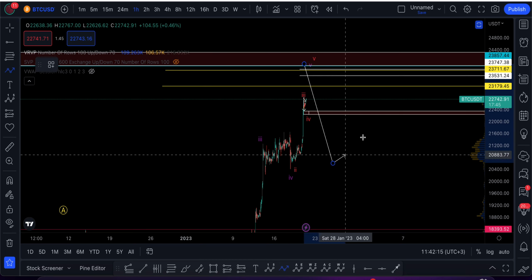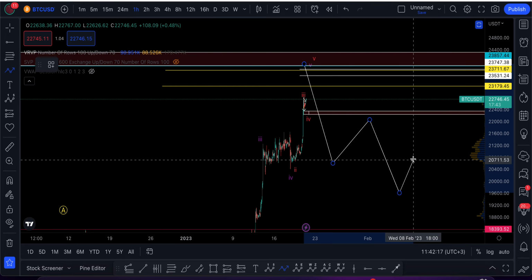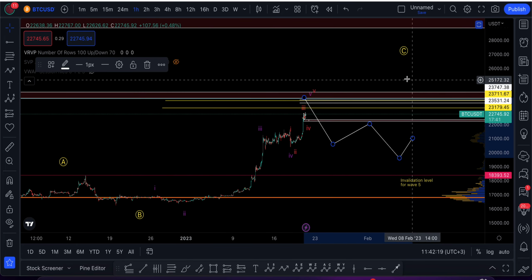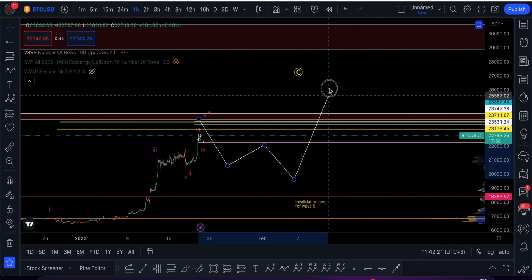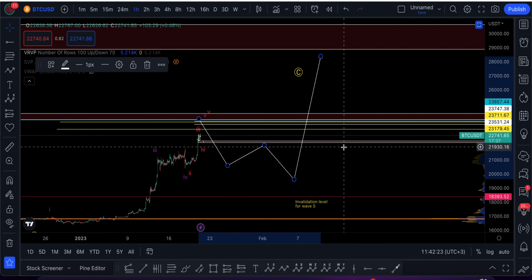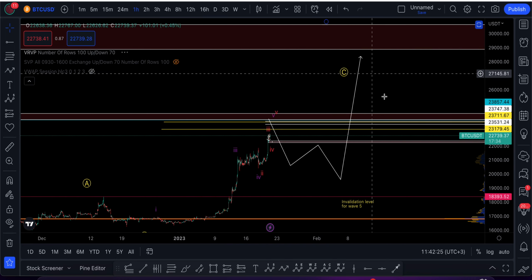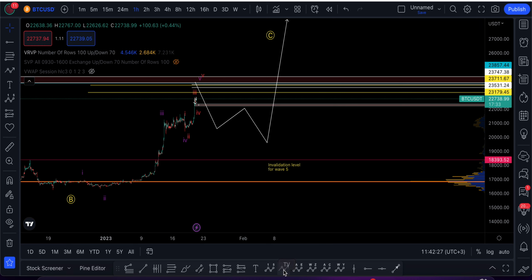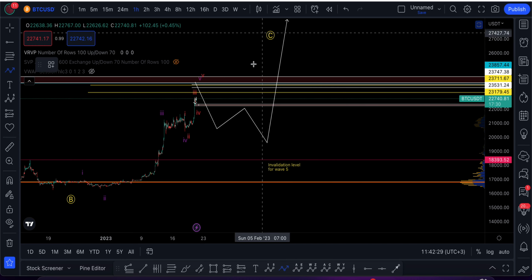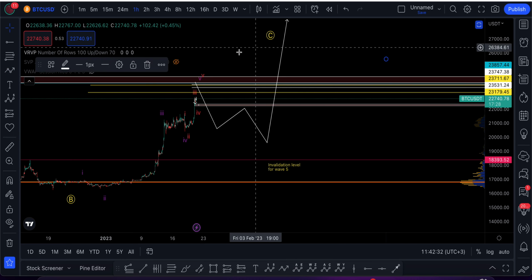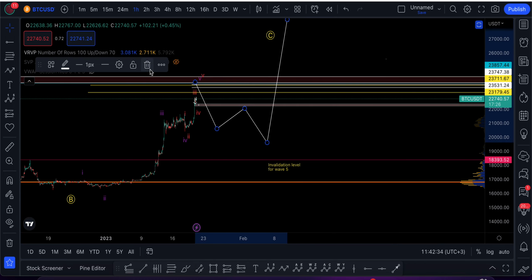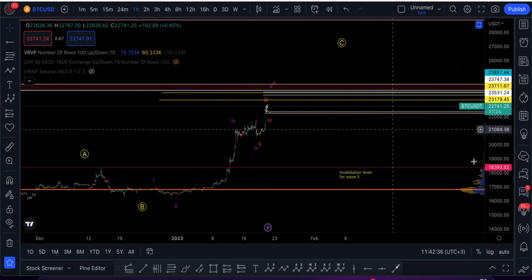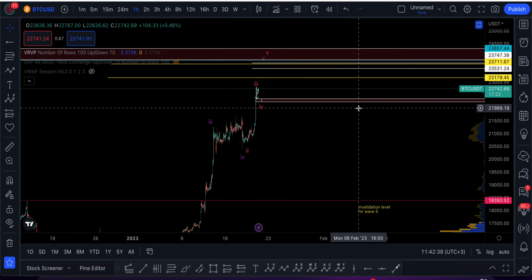Okay, so we get that bigger correction, and from there I'll be expecting price again to push higher, to push like that. Then only from there will I expect some maybe explosive move to the downside or continuation to the upside. I don't know, but for the meantime, these are our targets. Okay, these are our targets.